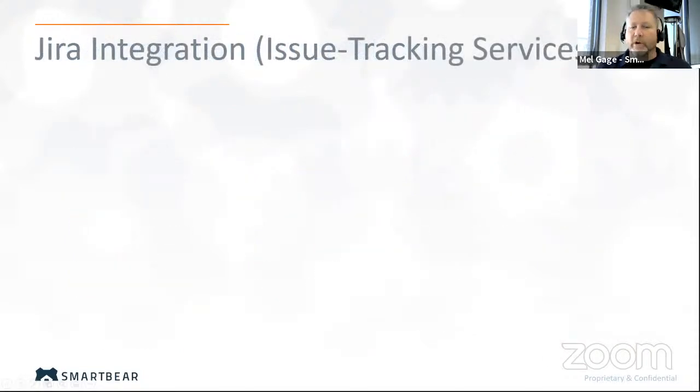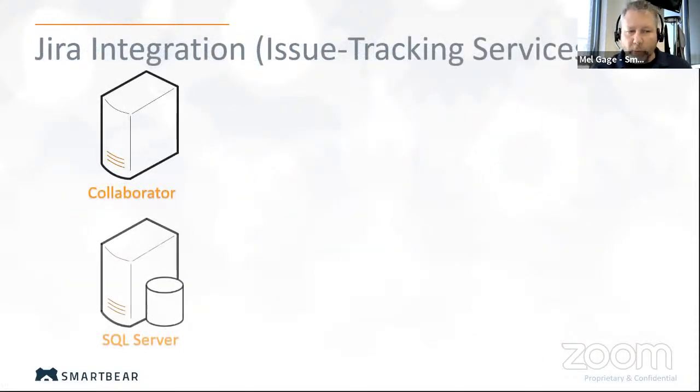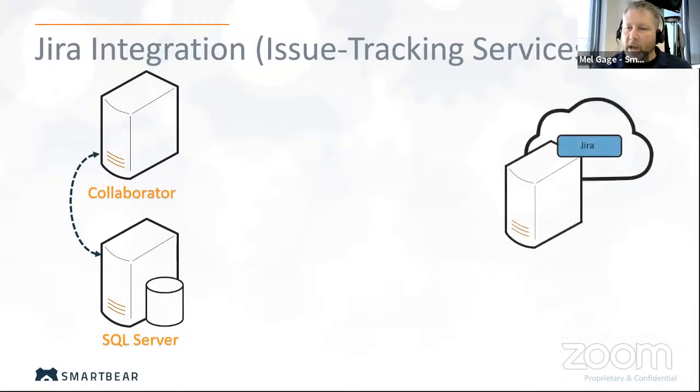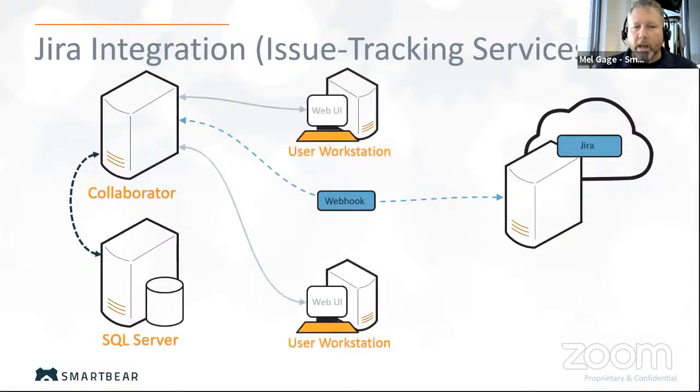The Jira integration is also webhook based. We start with our same setup, and we've got our Jira server, whether it's SaaS or on-prem. We communicate to Collaborator with a webhooks integration. And then the users, through the web UI and interacting with reviews, can create links directly into Jira right out of their review materials.